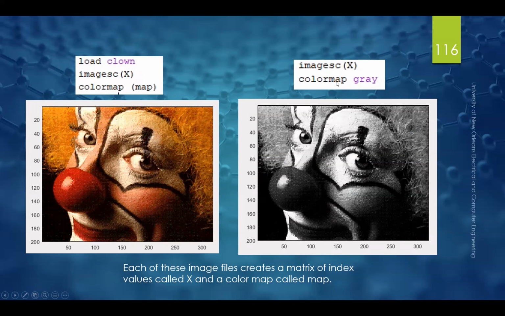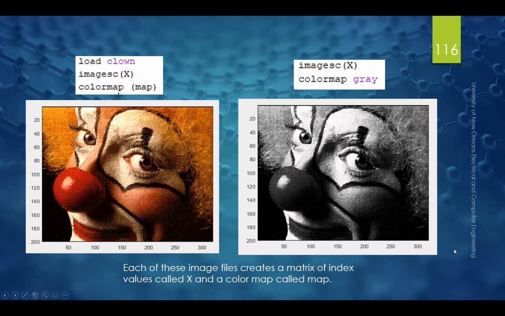If I want to see it in gray, I can just change the colormap to gray, and you'll see the image in gray. There are several other schemes that you can use to see images in different shades and different colors. But again, the way you manipulate that is by using the colormap command. So each of these images creates a matrix of index values that is called X. And you can then create a colormap that you can use to look at different shades or different colors of the same image.